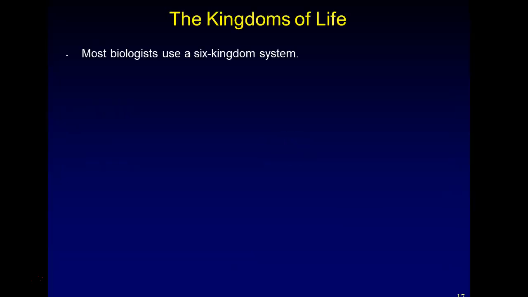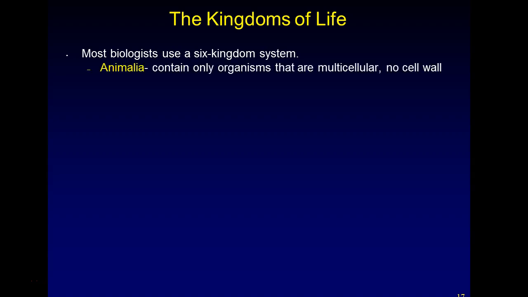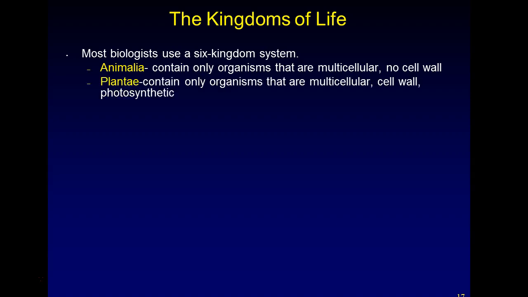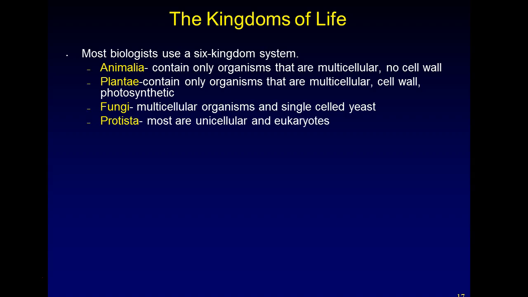All right, so let's talk about the kingdoms of life, and I'm writing small, which means I crammed a lot of stuff in here. So most biologists use a six-kingdom system. We have Animalia. We go through every one of these kingdoms separately, so this is something we're going to be vague with. It contains only organisms that are multicellular and have no cell wall. Plants contain only organisms that are multicellular, have a cell wall, and are photosynthetic. Fungi are multicellular organisms and single-celled yeast. Fungi are very interesting. You're going to be surprised to learn the things that you learn about them. Protists are unicellular and eukaryotic.